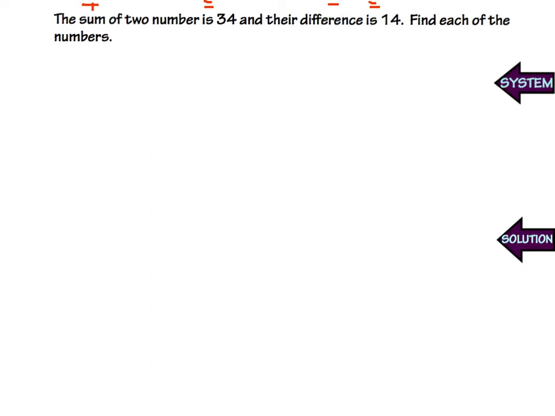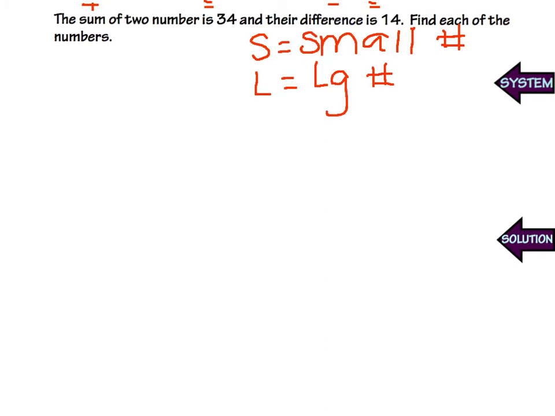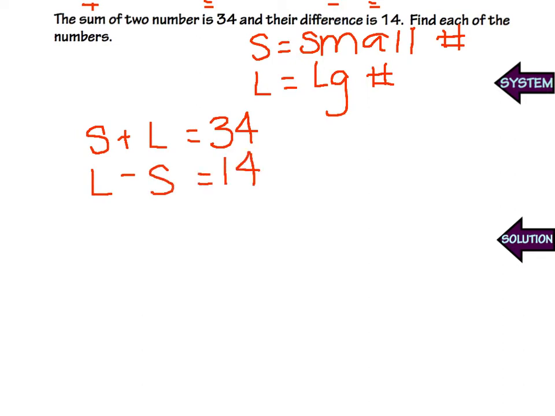So I need to start out by defining my variables. So I'm going to use S to mean my small number, and I'm going to use the symbol right here to represent the word number. And L is going to be my large number. Okay, the sum of two numbers, that means I'm adding. So my small number plus my large number is going to be equal to 34. Their difference is 14. So that means when I do the large number minus the small number, I'm going to get 14.